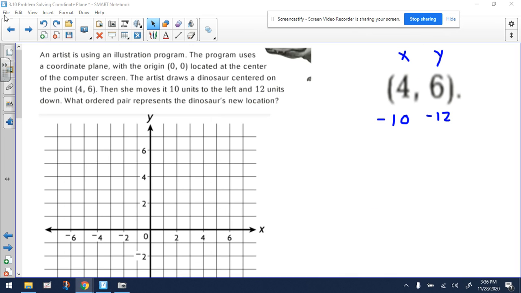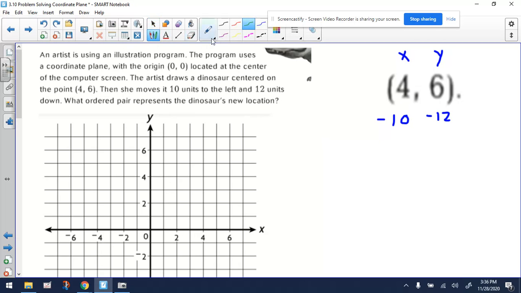We're looking at lesson 3.10. It's on problem solving using the coordinate plane. An artist is using an illustration program. The program uses a coordinate plane with the origin 0, 0 located at the center of the computer screen. An artist draws a dinosaur centered on the point 4, 6. Then she moves it 10 units to the left and 12 units down. What ordered pair represents the dinosaur's new location?